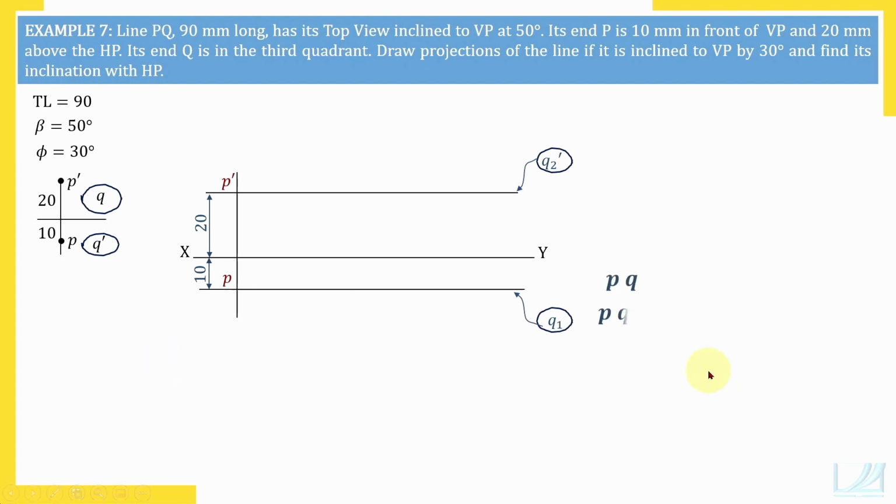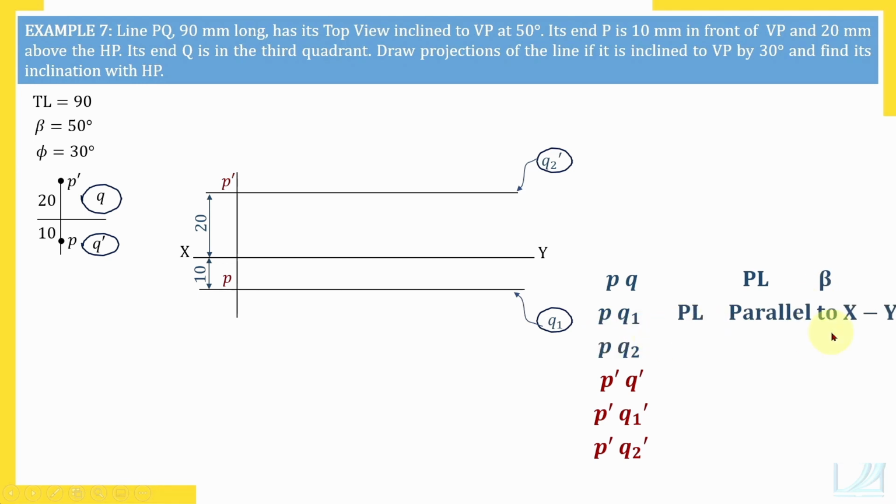Now 6 views: PQ, PQ1, PQ2, P dash Q dash, P dash Q1 dash, P dash Q2 dash. PQ has length PL, angle beta. PQ1 has length PL. It is horizontal. That is why we say that on this horizontal line Q1 is. PQ2 has true length and angle phi. P dash Q dash has length EL, angle alpha. P dash Q1 dash has true length, angle theta, and P dash Q2 dash has length EL and it is parallel to the XY line.